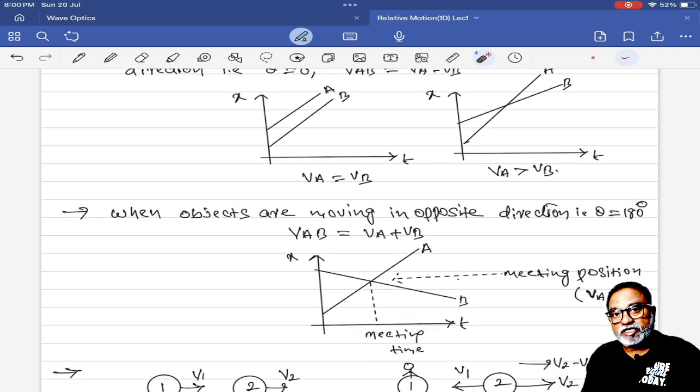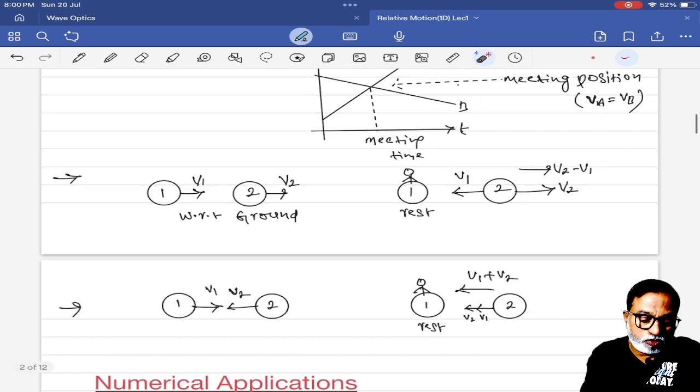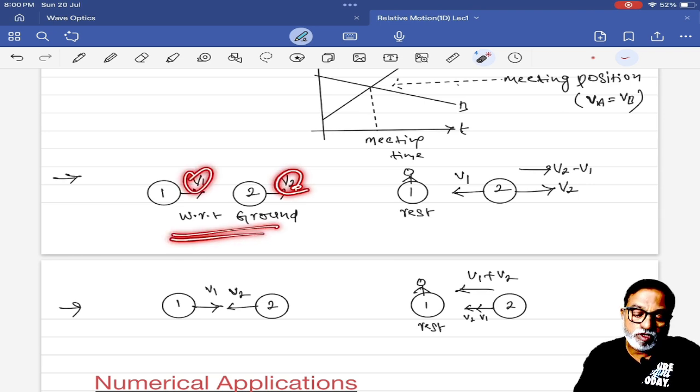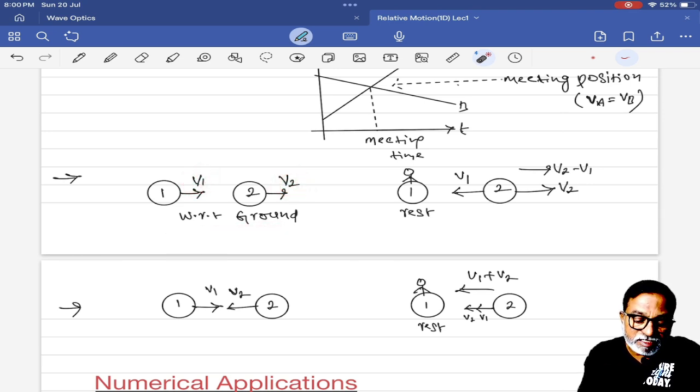See, when two objects are moving in the same direction, the relative velocity is subtracted, VA minus VB. When they are moving in opposite directions, the velocities are added, VA plus VB. See here, for example, these are two bodies, 1 and 2, moving with velocities V1 and V2. Here V1 and V2 are velocities with respect to the ground. For example, velocity of 2 with respect to 1 means the observer is sitting on 1, so it is at rest. Then the velocity of 1, V1, should be added to 2 in the opposite direction. Therefore, 1 is at rest.